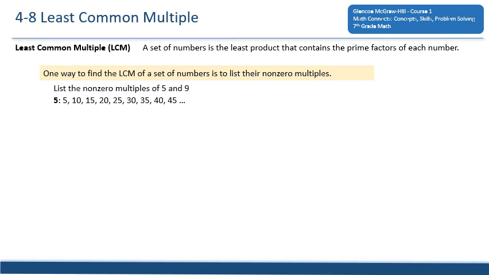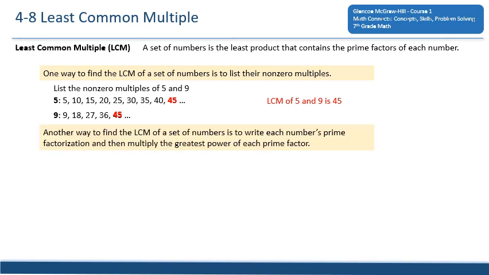So for 5, we have 5, 10, 15, 20, 25, 30, 35, 40, 45. Then the non-zero multiples of 9 are 9, 18, 27, 36, and 45. Notice that 45 is a common multiple of 5 and 9. And it is the least common multiple as well.